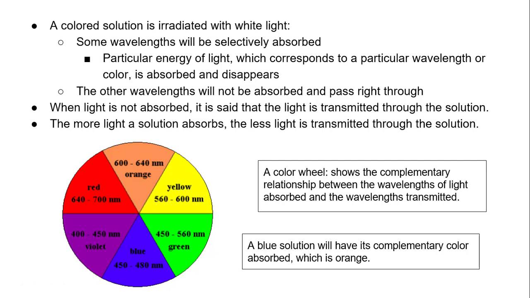So that means energy. These are all energies. So a specific energy will either be absorbed or will pass through a solution. And if it's the correct energy, it'll get absorbed in that solution, and we can detect with the numerical value what that is. All the other wavelengths will simply pass through. It will not do anything. When light is not absorbed, it is said that the light is transmitted through the solution. The more light a solution absorbs, the less light is transmitted through the solution. So for instance here, a solution will have its complementary color absorbed, which is orange. Complementary simply means opposite.